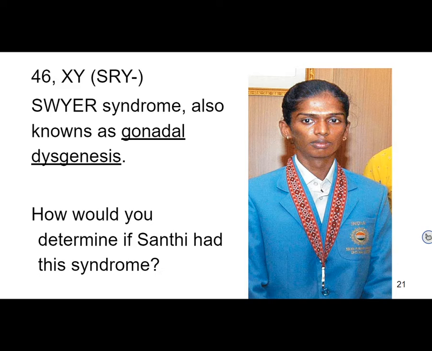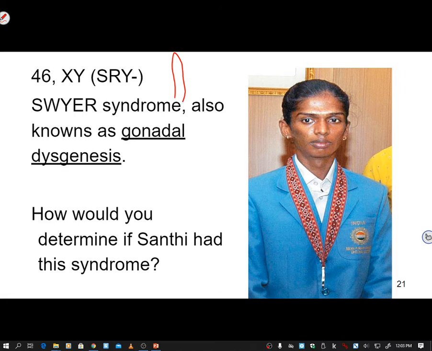46 means 46 chromosomes. It means that you have XY. So this is just telling us that you have 46 chromosomes, you have the XY chromosome, and it says SRY negative. It means it's not there. So guys, Xanthi has an X and a Y, and this SRY gene is just not there. It's gone. So it's negative.